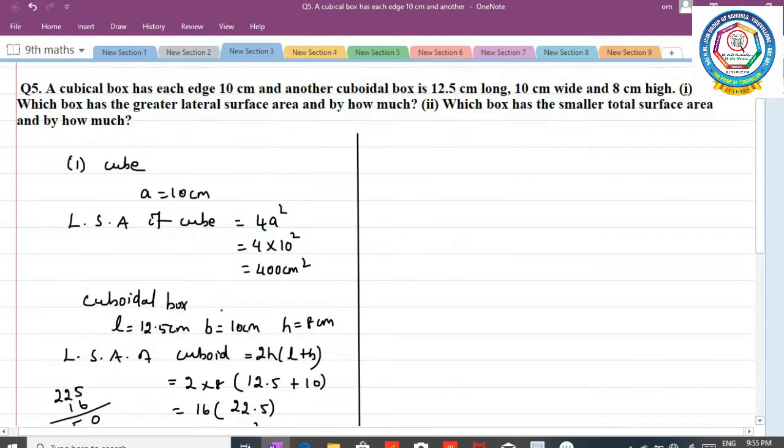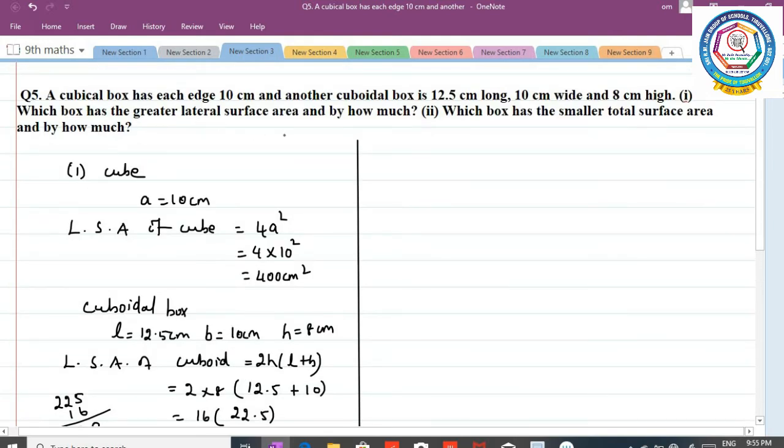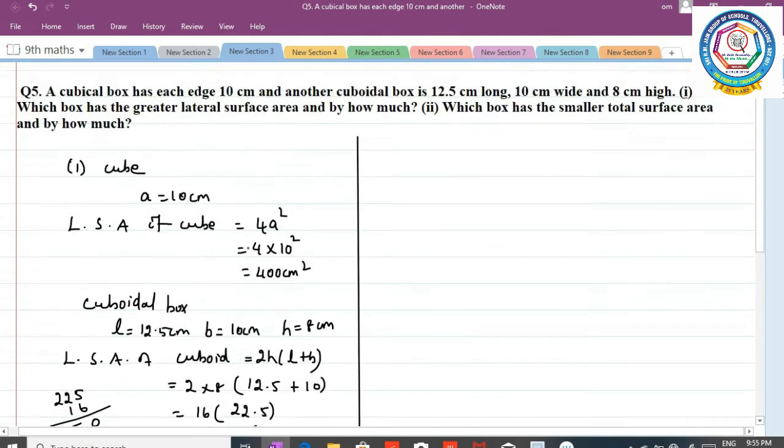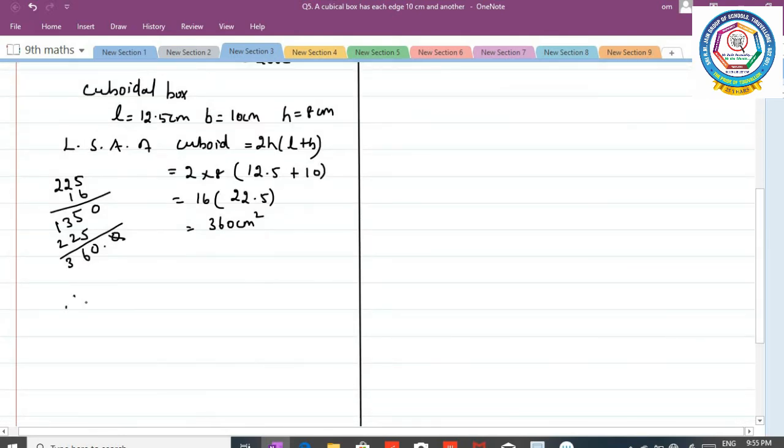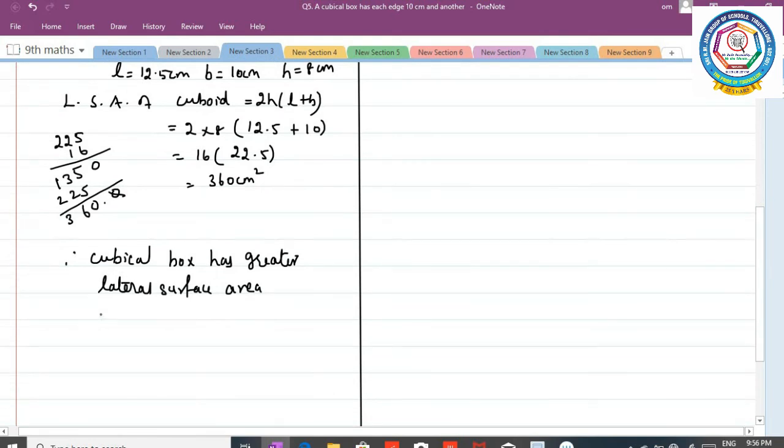But what question did they ask? Which has greater lateral surface area of these two boxes? Here cube is 400, cuboid is 360. So we know that the cubical box has greater lateral surface area. And they ask by how much. We have to find out the difference also.